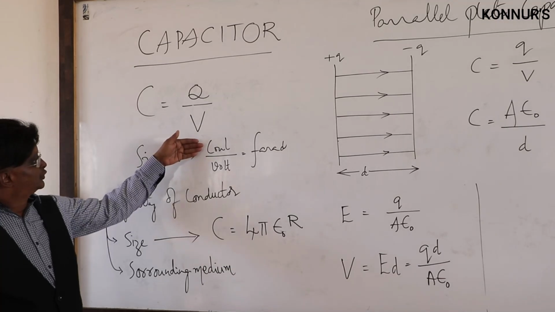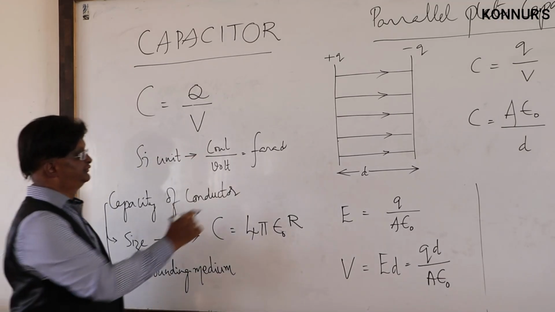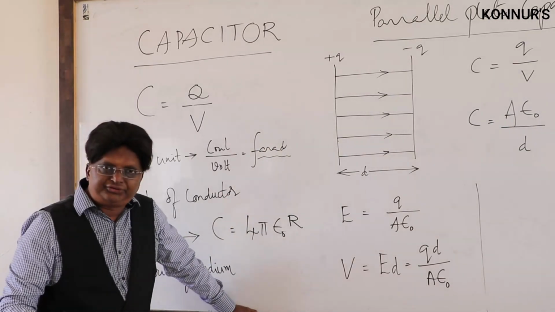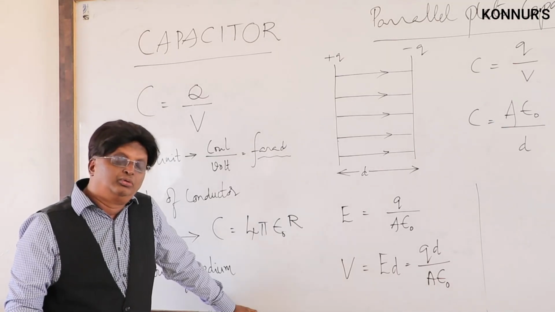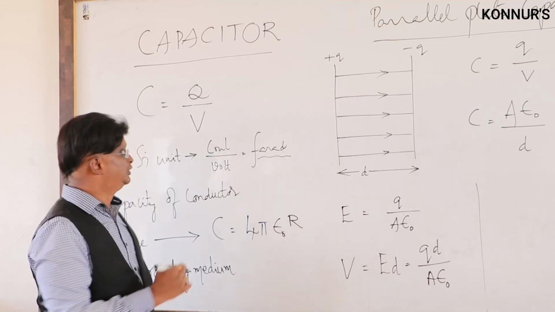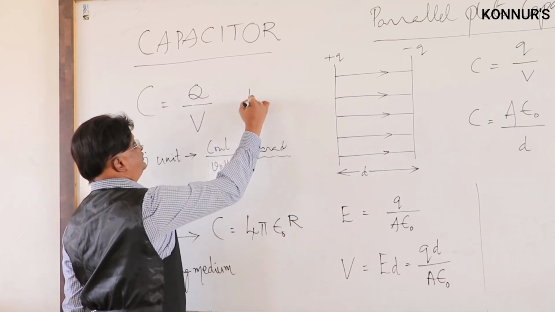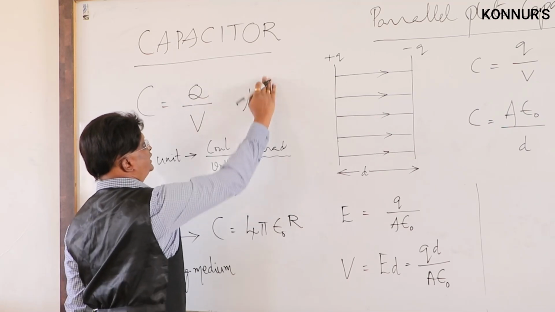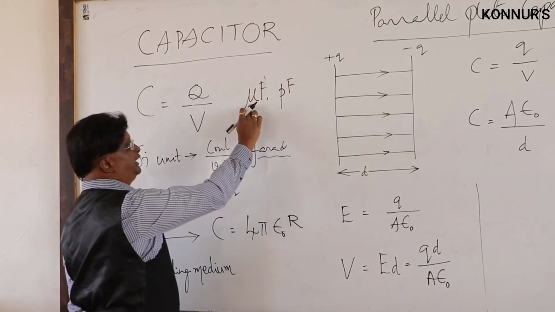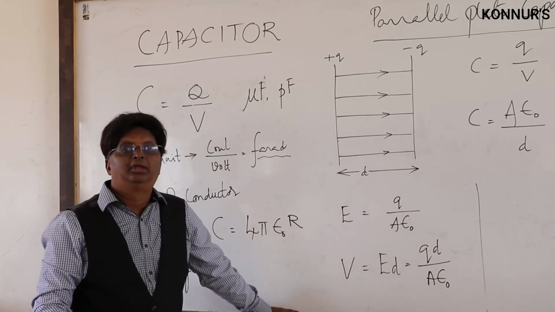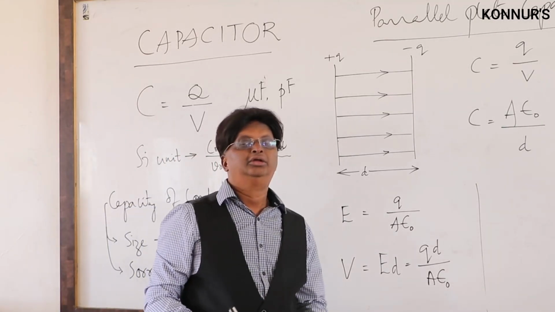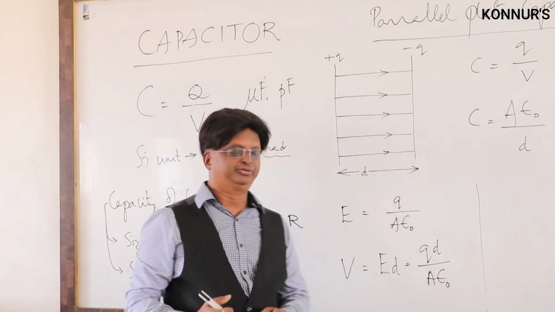To begin with, the definition of capacity: the ratio of charge to potential. The SI unit is Coulomb per volt, and that is the Farad. Farad is a very big unit. We never get any conductor whose capacity is of the order of farads; it is not a practical unit. Therefore, generally we use submultiples like microfarad, 10 raised to minus 6, nanofarad, 10 raised to minus 9, and picofarad, 10 raised to minus 12.